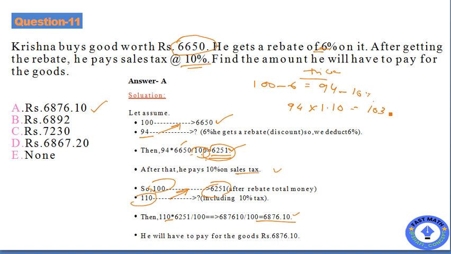Let me calculate. 94 into 1.1 is nothing but 103.4. This 103.4 is the final percentage. That means 103.4 divided by 100 into the cost initially given, 6,650. The answer is nothing but 6,876.1. This is the shortcut tricky method.